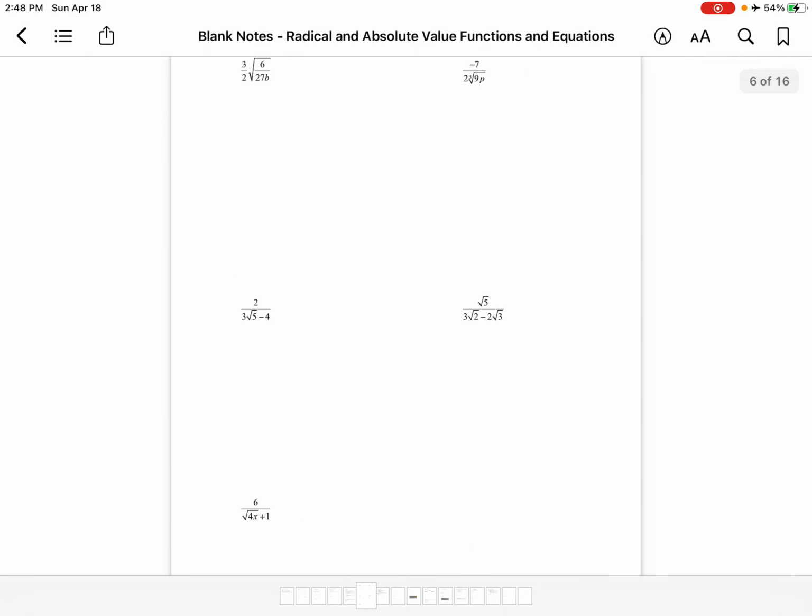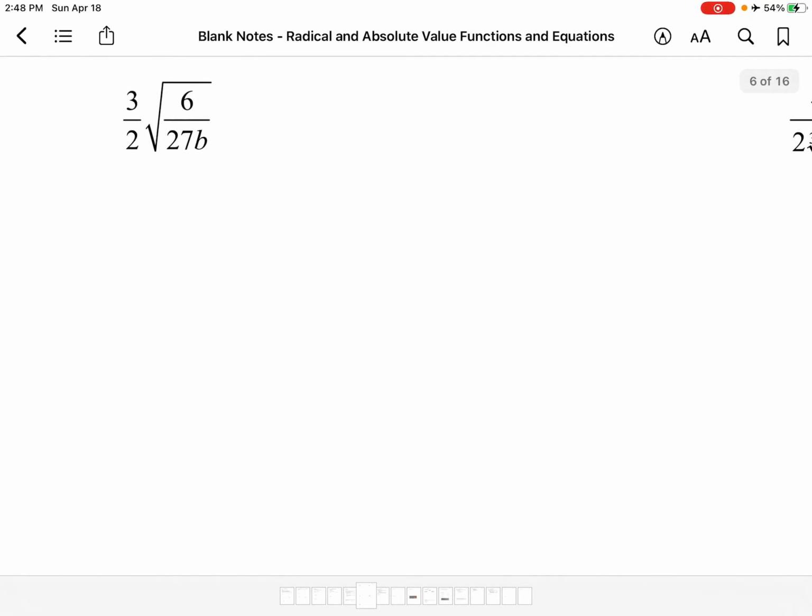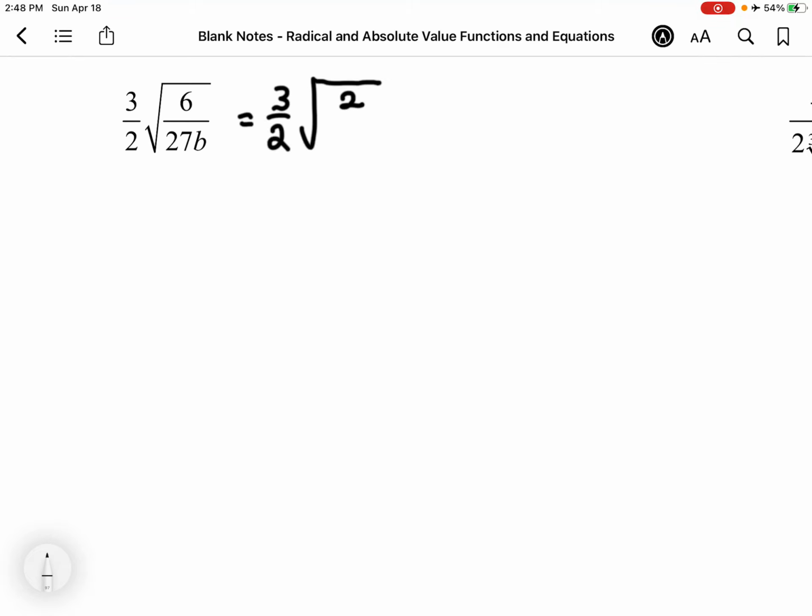All right, let's look at some more. Now over here, what I would recommend is, if you notice the 6 over 27 actually simplifies first, there's a common factor of 3 in there. So I would simplify that first. Divide both of those by 3, and you're going to get 3 over 2 times the square root of 6 divided by 3 is 2 over 27 divided by 3 is 9b.